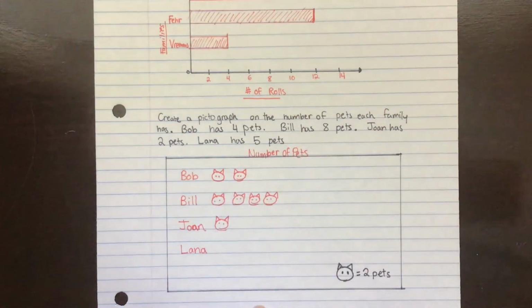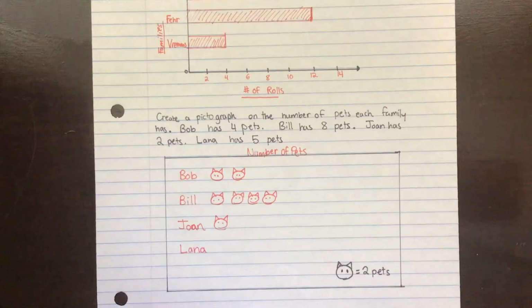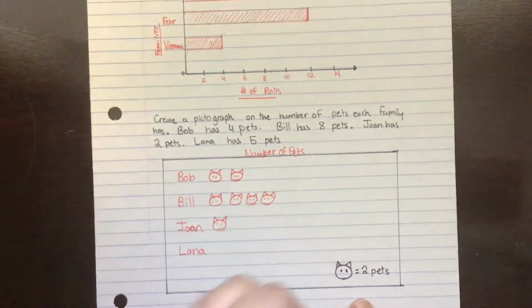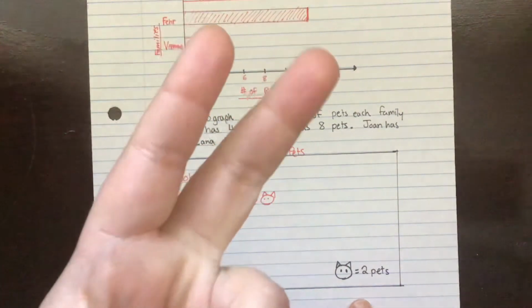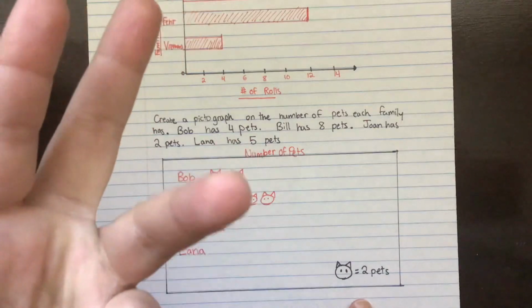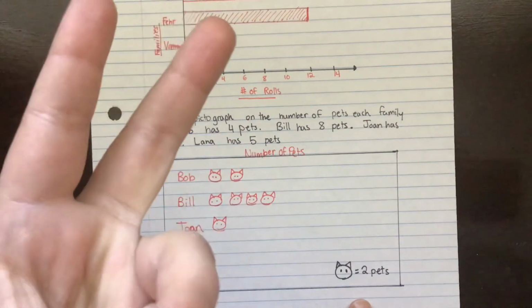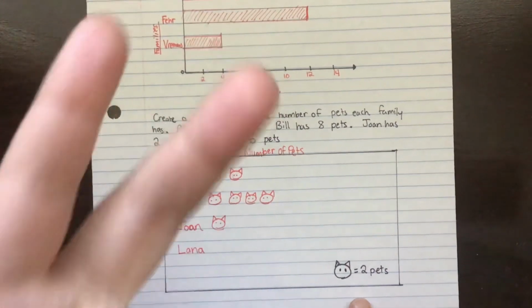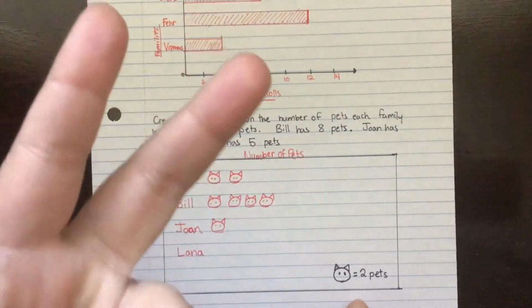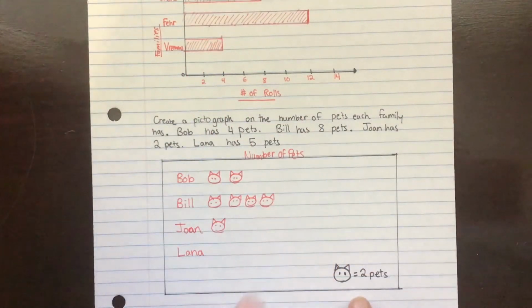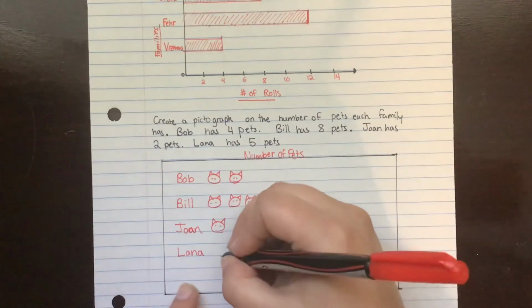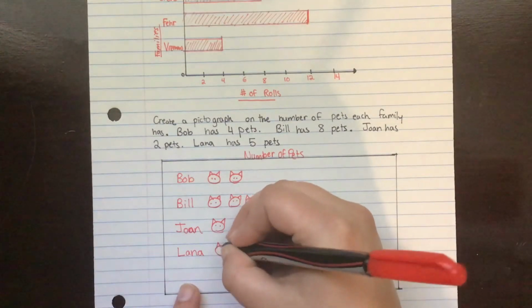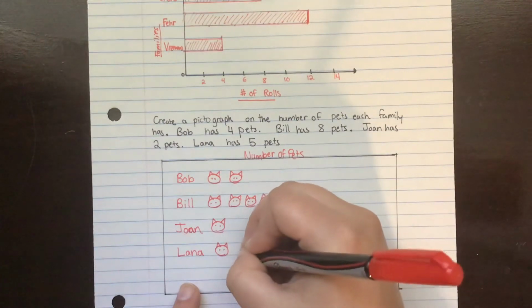And finally we're at Lana. Now Lana has 5 pets. Let's try our counting trick. 2, 4, 6. 6 is too big. So there's 2 cats, but that's only 4. So we need 2 cats and 1 more cat somehow. So I'm going to start by drawing those 2 cats. This shows 4 pets altogether.